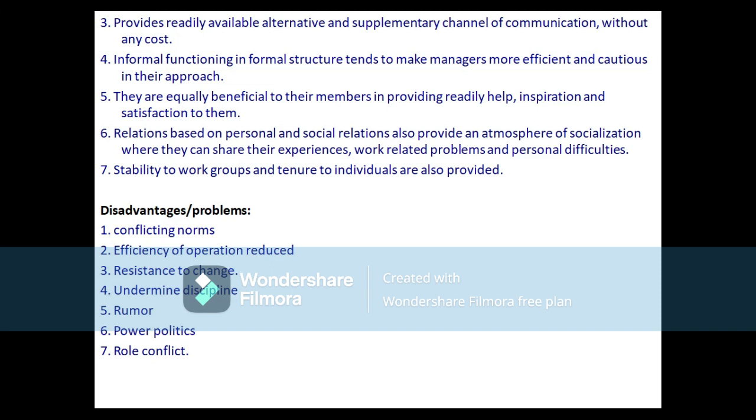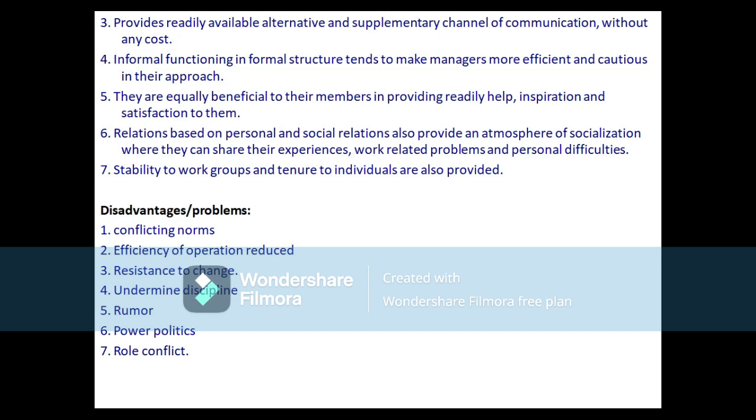And the second one is reduced efficiency of operation. Efficiency of operation reduced means informal organizations uphold the individual and social goals of their members, which often run counter to the goals and values of the formal organizations. So, as a result, the efficiency of operation is reduced and talents of members are suppressed. So upholding the individual and social goals of its members leads to the reduction of efficiency of operation. And another thing is resistance to change.